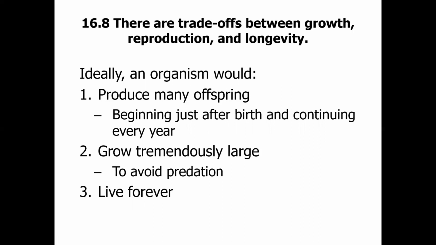But we know that's not the case. We know organisms can only produce a certain number of offspring, usually during certain periods of our life. Not everyone grows forever. Organisms have a lot of variability in size, and we know everyone dies.